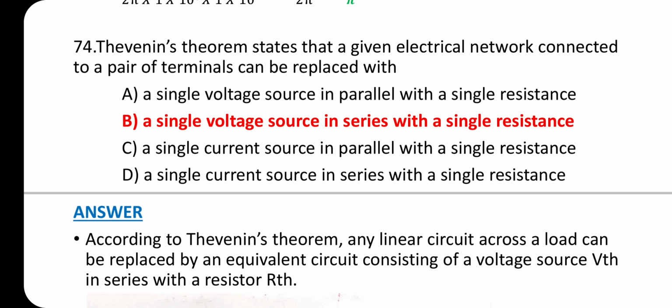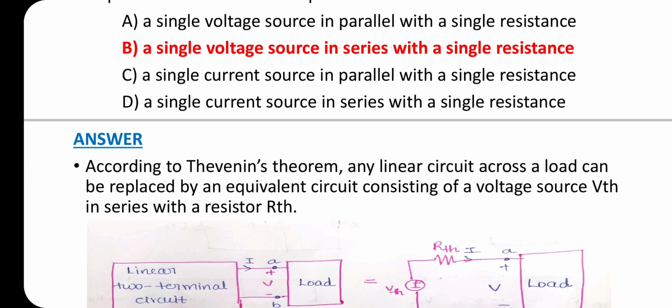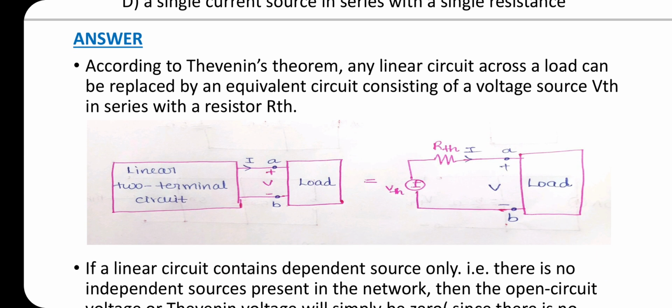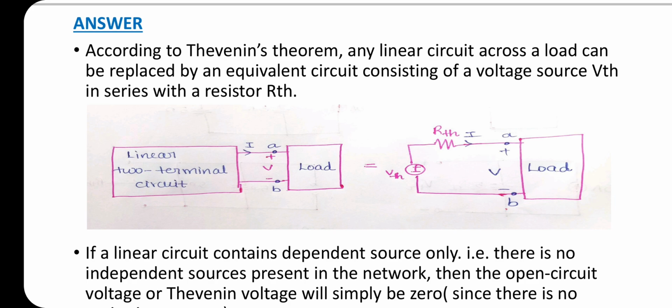Question number 74. Thevenin's theorem states that a given electrical network connected to a pair of terminals can be replaced with, option B is the correct answer, a single voltage source in series with a single resistance. According to Thevenin's theorem, any linear circuit across a load can be replaced by an equivalent circuit consisting of a voltage source VTH in series with a resistor RTH.